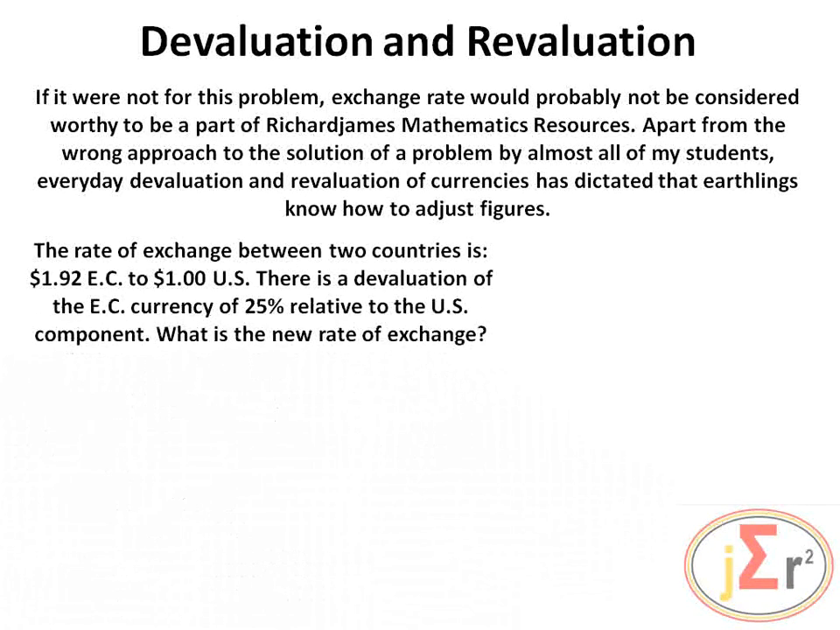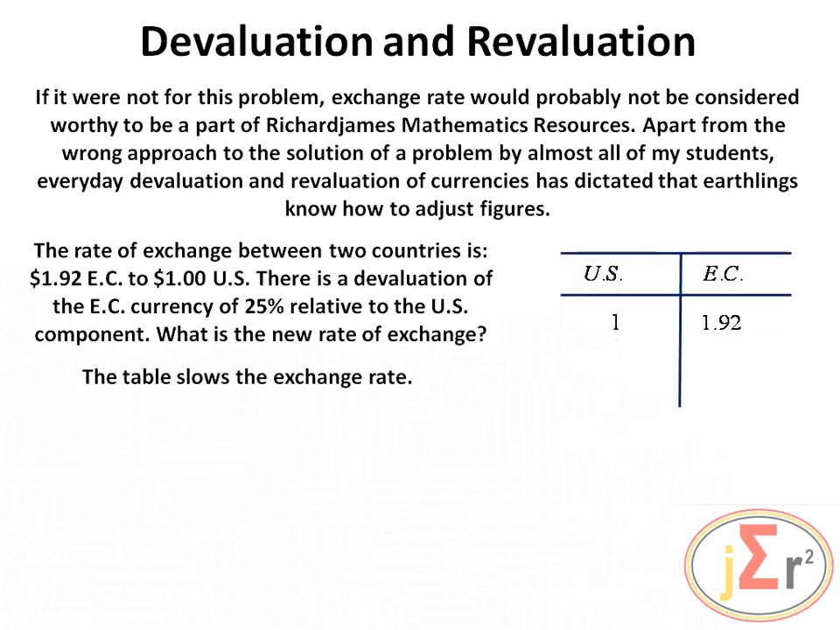The rate of exchange between two countries is $1.92 EC to US $1. There is a devaluation of the EC currency by 25% relative to the US component. What is the new rate of exchange? The table shows the exchange rate, US on the left, EC on the right.